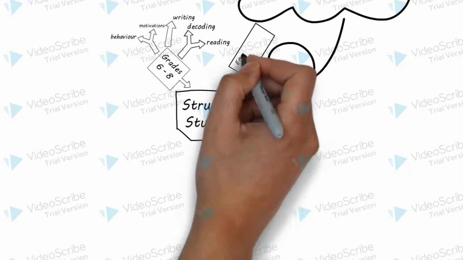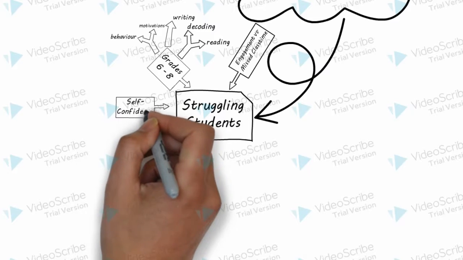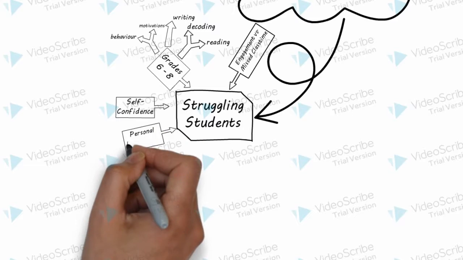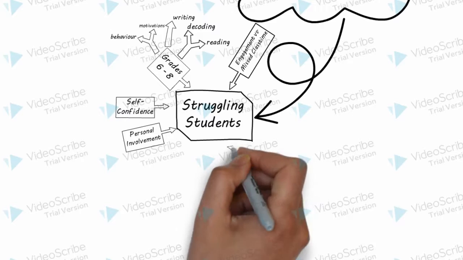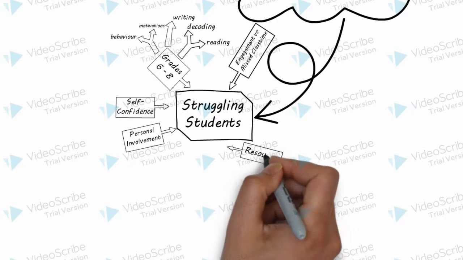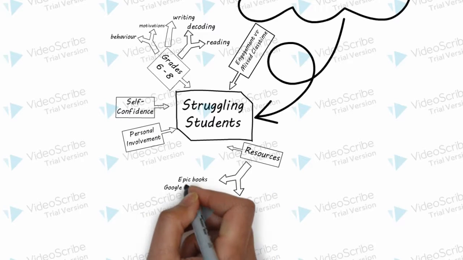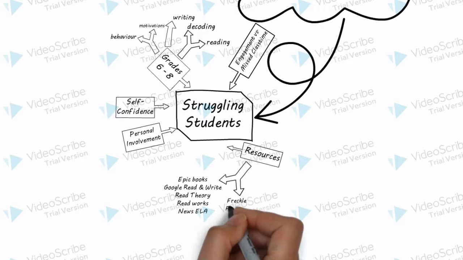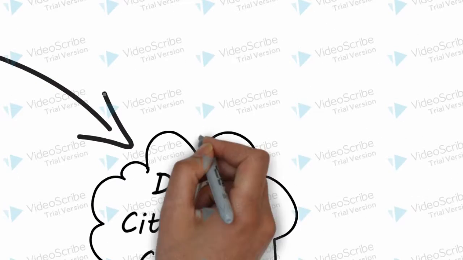Sally shares this interest and points out that using technology could boost self-confidence and personal involvement in learning and development. Amanda suggests Epic Books as a good place to start with free accounts. Read and Write for Google Chrome is also suggested as an excellent resource. Marie adds Read Theory, ReadWorks, News ELA, Freckle, Flippity, Spelling City, and Quizlet as suggested resources. Michael shares that using the public library and Teen Book Cloud are also useful.